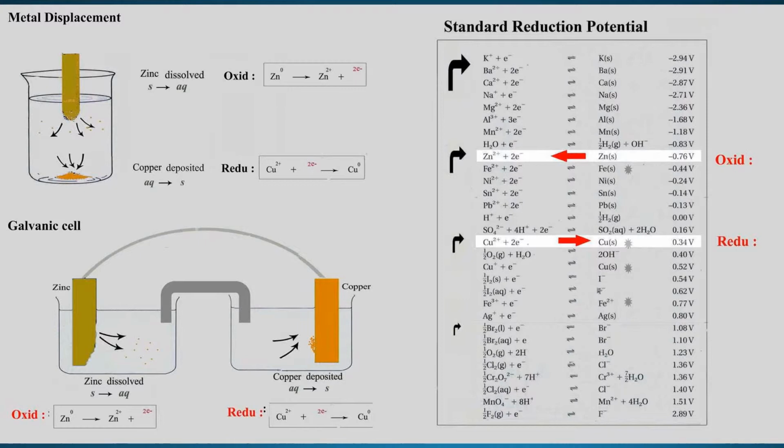Here, two more things you need to highlight. First, the electron flows from zinc to copper. So now we focus on electron flow. How does it represent on the galvanic cell? From zinc to copper. You put this arrow.